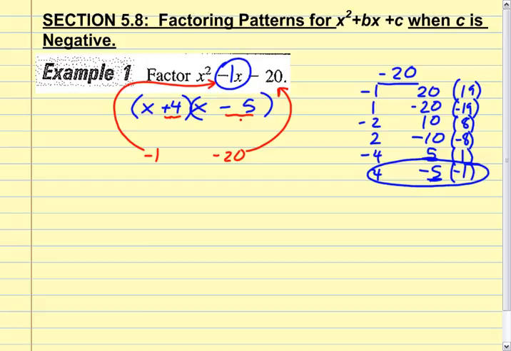Same thing as last night. It's just that the constant in the back is negative. So that means the pair of numbers are going to have opposite signs. Because when I multiply and I get a negative, that means they have to be different signs.